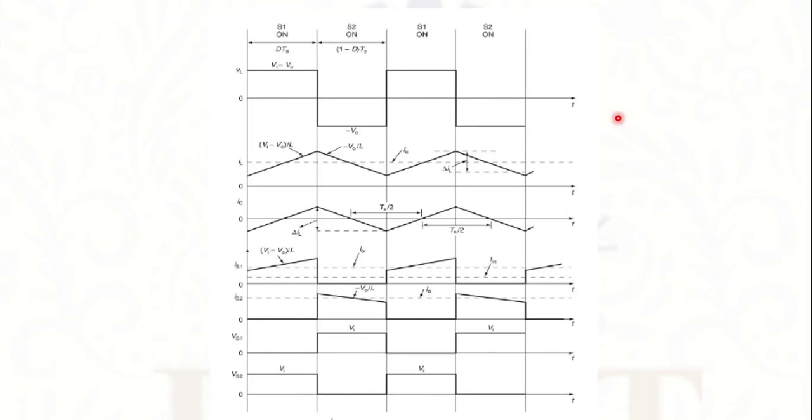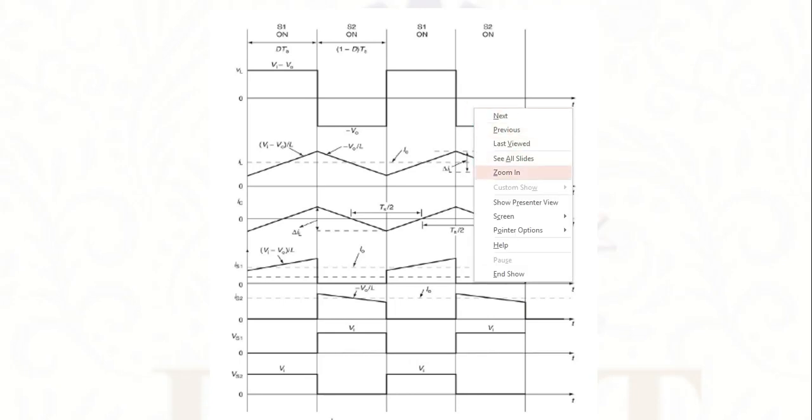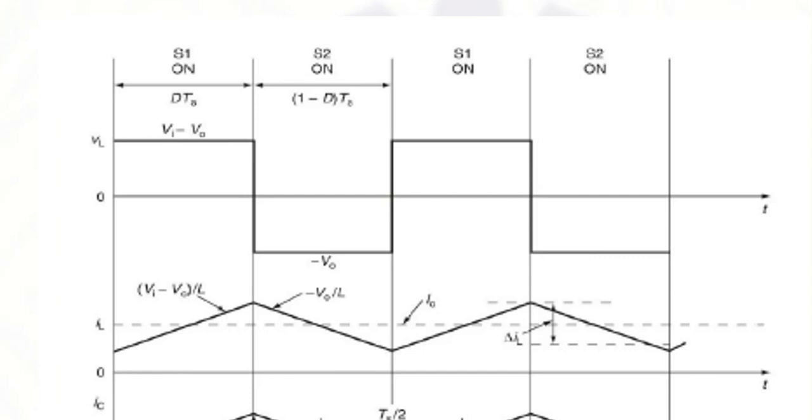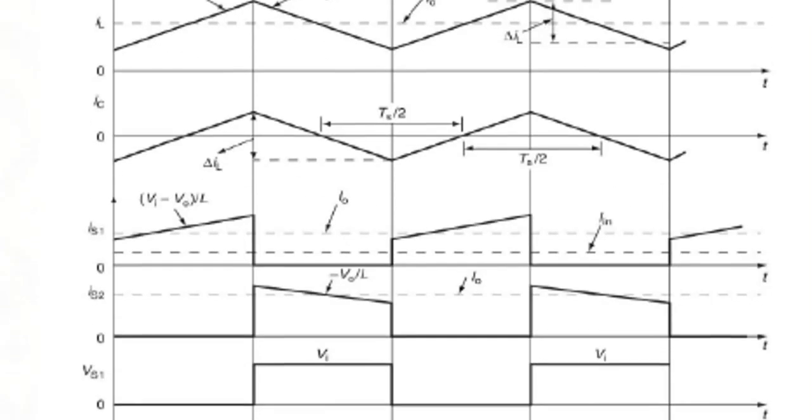These are the waveforms of various signals of a buck converter. In these waveforms we can see different time durations like S1 on, S2 on. During the switch S1 is on, that is represented as D into TS. When switch S2 is on, it is represented as 1 minus D into TS. And then it repeats.